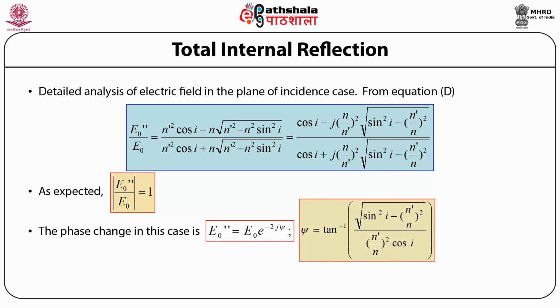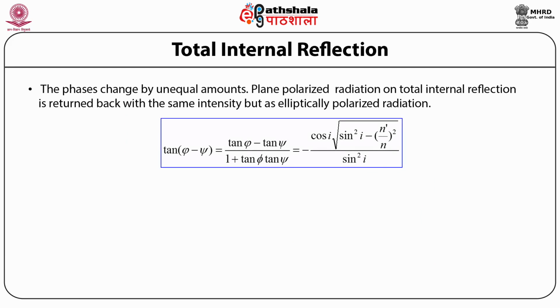However, in this case the phase change is given as follows. The amplitude of the electric field of the reflected wave is equal to the amplitude of the electric field of the incident wave times exponential to the power twice j times psi, where j is the imaginary quantity under root of -1 and psi is defined as tan inverse within brackets under root of sine square angle of incidence minus square of the ratio of the refractive index of medium 2 to that of medium 1, whole divided by the square of the refractive index of medium 2 divided by the square of the refractive index of medium 1 times cos of angle of incidence, whole bracket close. The phases change by unequal amounts.